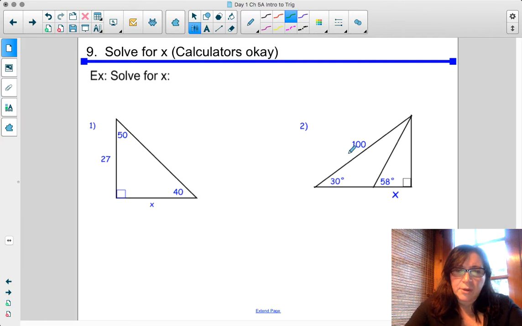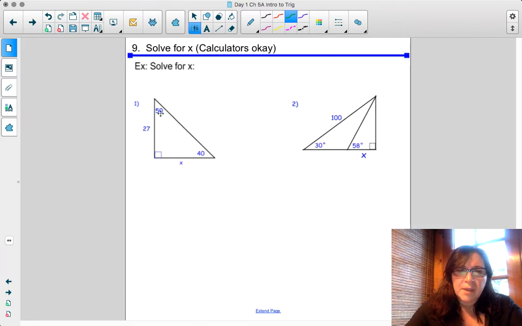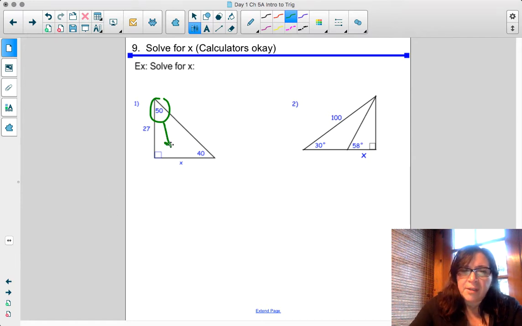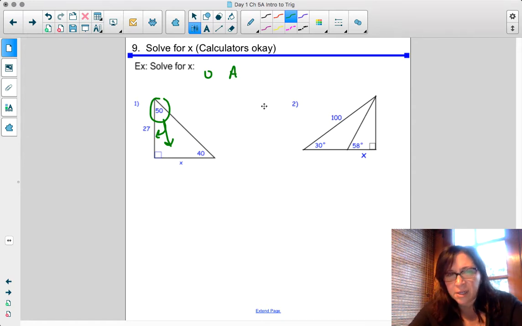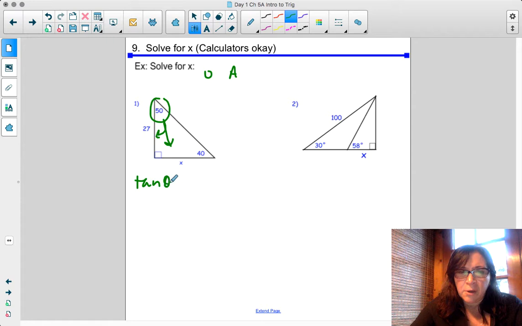So you can use a calculator for these problems. Your job is to find x. So just two examples of trying to find x. In order to find this value right here, I'm going to use this angle. I could use this angle as well, but I'm going to start with 50. I'm trying to find the opposite side, and I do have the adjacent side. So I'm asking myself, which one uses opposite and adjacent? Well, that would be tangent, because tangent of an angle is equal to opposite over adjacent. You remember that the angle always comes after the word tangent, okay? So here we go, or cosine, etc.